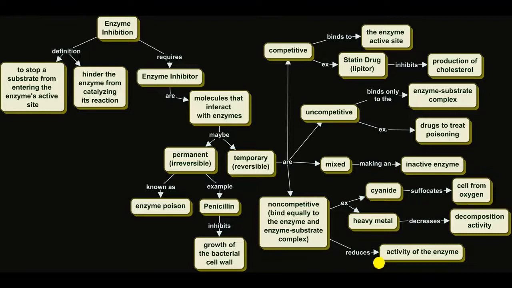An example of this is heavy metal. Accumulation of heavy metal in the ground, for example, reduces the decomposition activity of the soil. Another example of a non-competitive inhibitor is cyanide. Cyanide suffocates the cell from getting oxygen.